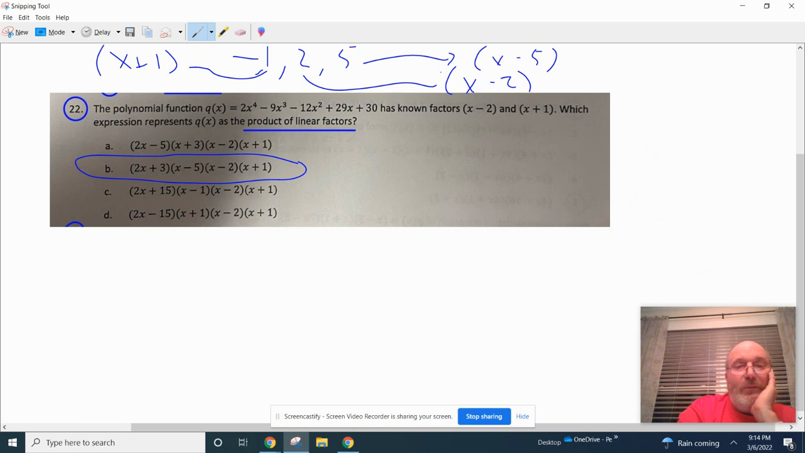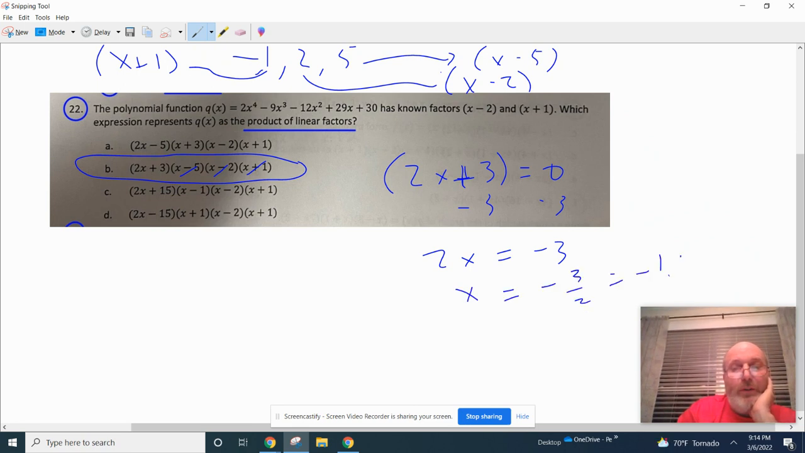Now, let's look. We've got the x plus 1. We took care of that. We got the x minus 2. We took care of that. We took the x minus 5. So the last thing we need to check is this 2x plus 3. If 2x plus 3 is a factor, then if we set it equal to 0, it has to be true. So we subtract 3 from both sides, and we get 2x equals negative 3. And we divide by 2 on both sides, and we get x equals negative 3 halves.